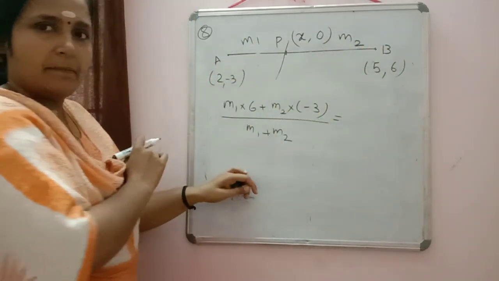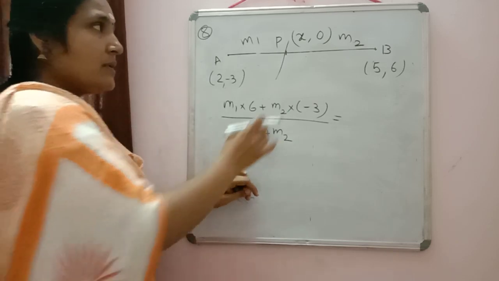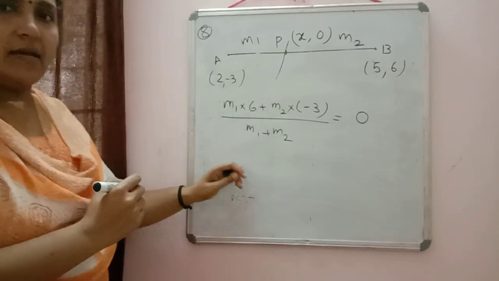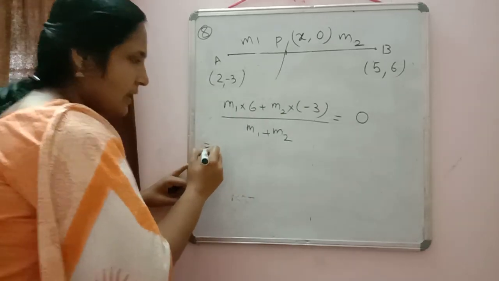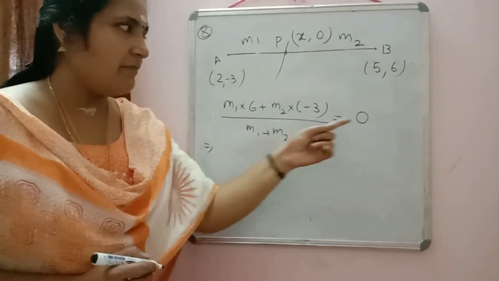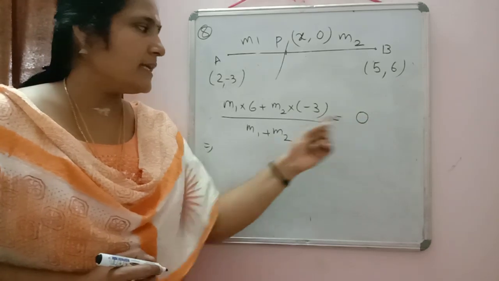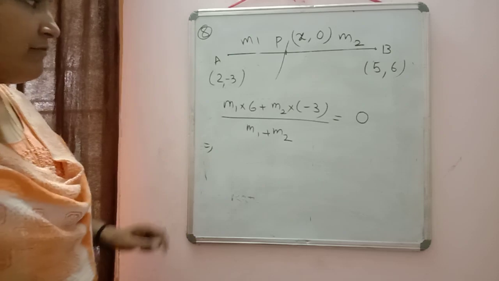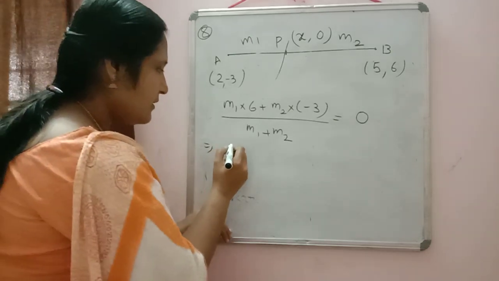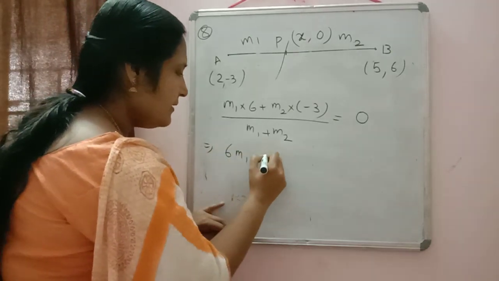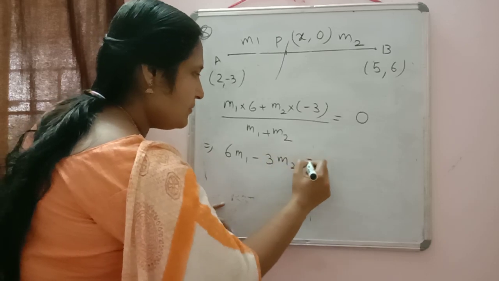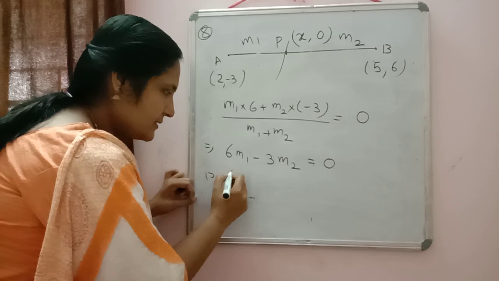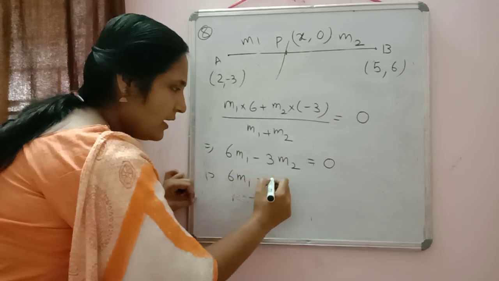So we got the y coordinate of P as m1 into 6 plus m2 into minus 3 by m1 plus m2, and it was already given that the y coordinate is equal to 0, so we can equate it to 0. Now, if I shift m1 plus m2 to the right hand side, it will get multiplied by 0, and 0 multiplied by anything will be equal to 0 only. So we are getting 6m1 minus 3m2 is equal to 0. Now I am shifting minus 3m2 to the right hand side.